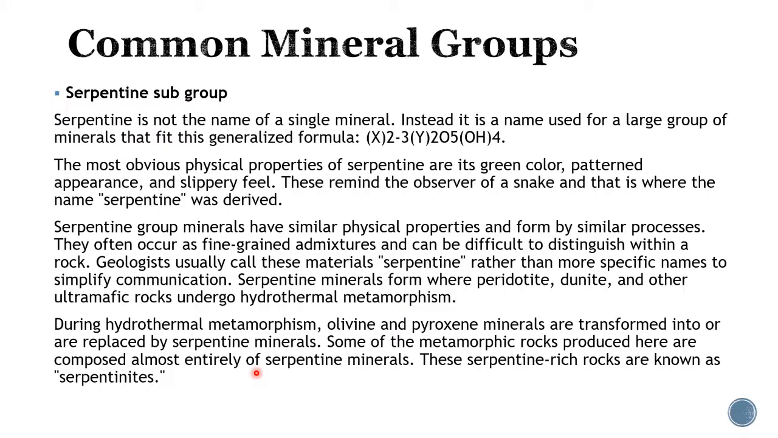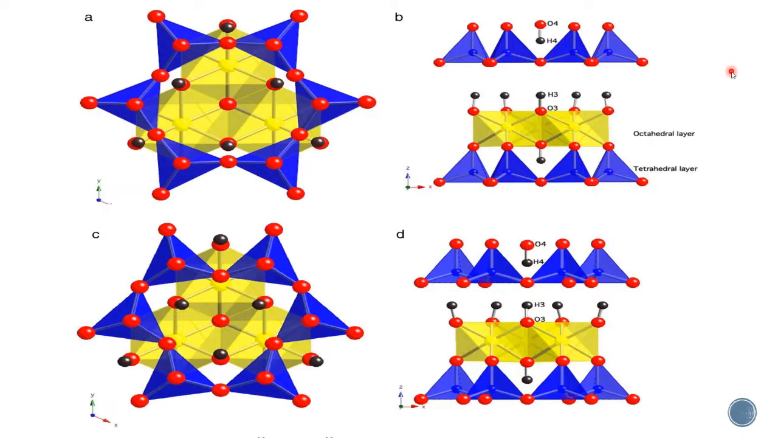During hydrothermal metamorphism, olivine and pyroxene minerals are transformed into or replaced by serpentine minerals. Some of the metamorphic rocks produced here are composed almost entirely of serpentine minerals. These serpentine-rich rocks are known as serpentinites.